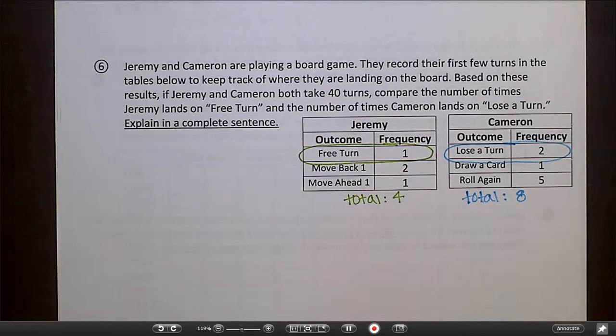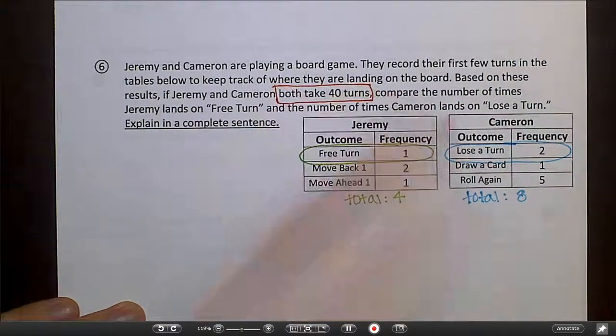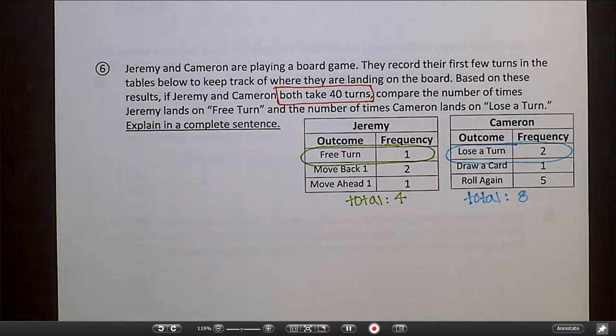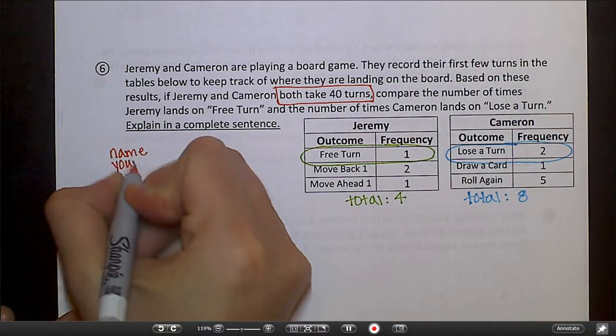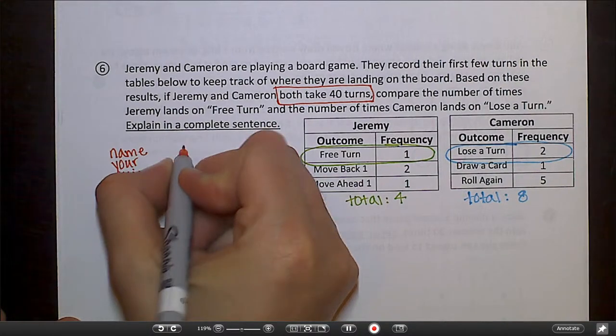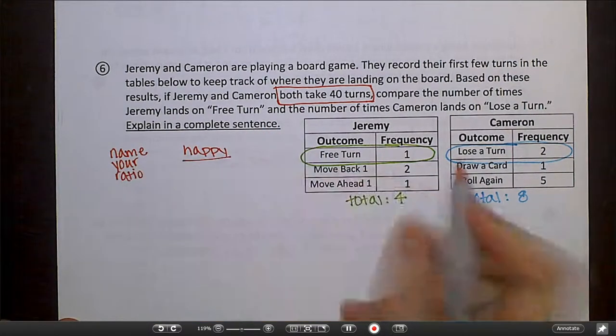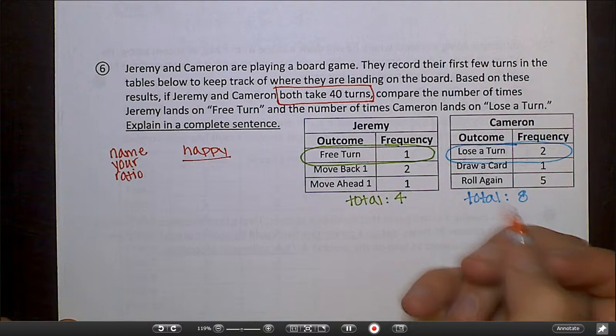So the first thing we need to figure out is what it would be if we compared them. Okay, so I need to go ahead and work out two proportions. It says we want to know what's going to happen if they both take 40 turns. So first we're going to name our ratio. And that's going to be what makes us happy, whatever that is. Okay, for Jeremy it's a free turn. For Cameron, apparently he wants to lose a turn, so that would make him happy. Happy over the total.